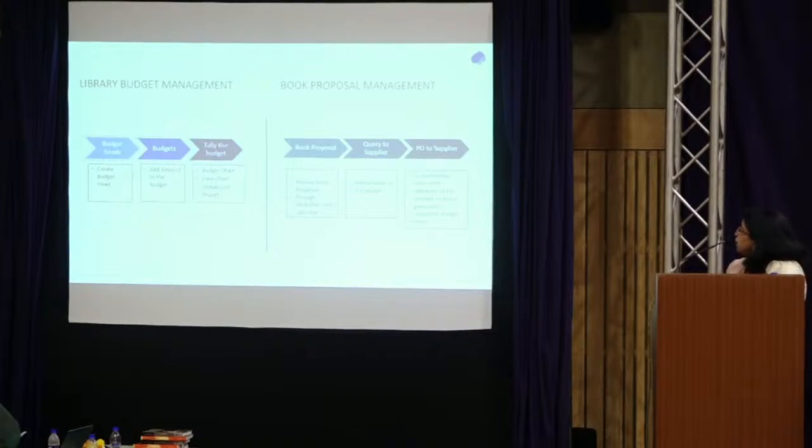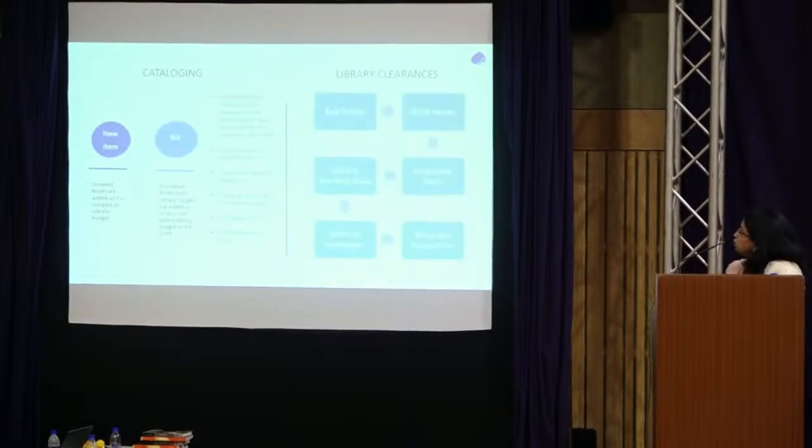In an hour, I can tally my budget after just downloading the reports. In book proposal management, I can see how many book proposals I have received, how many have been satisfied, or how many I can put forward to the management. So many book proposals I have received, and so much budget is required for that. Next. Now let's move to cataloging. As I said, the new item I'm using for the donated books and the bill item I'm using for the budgeted books' cataloging.